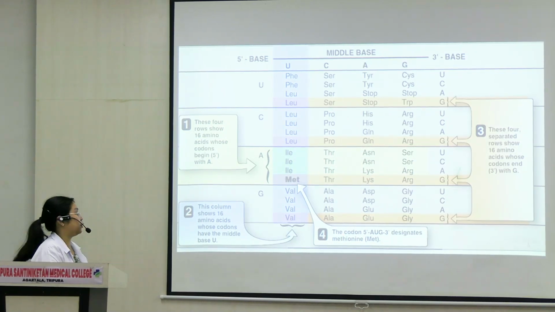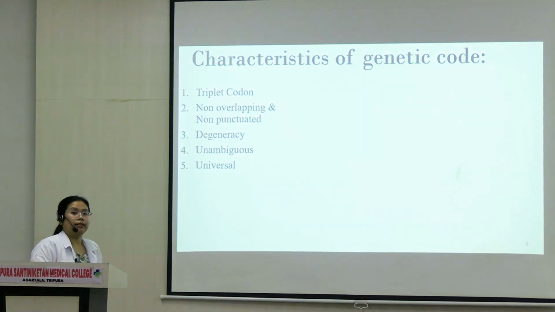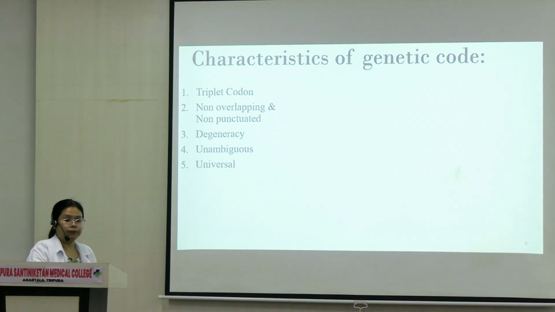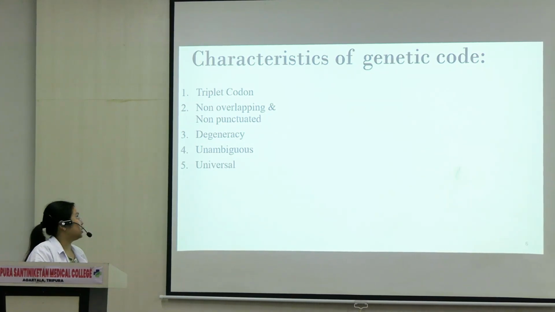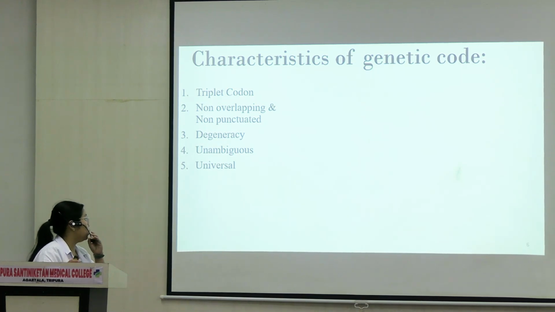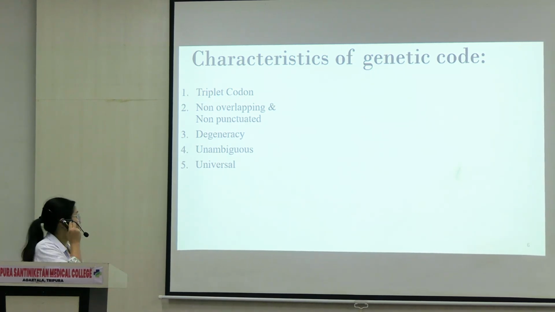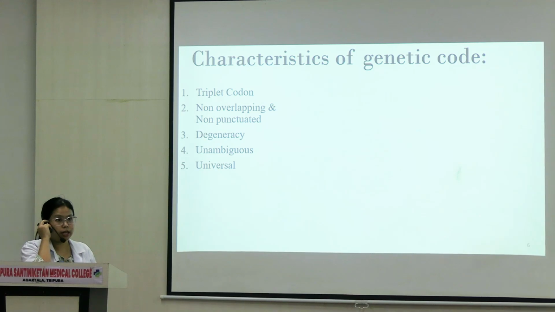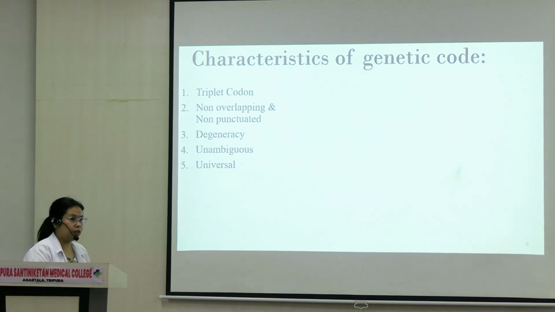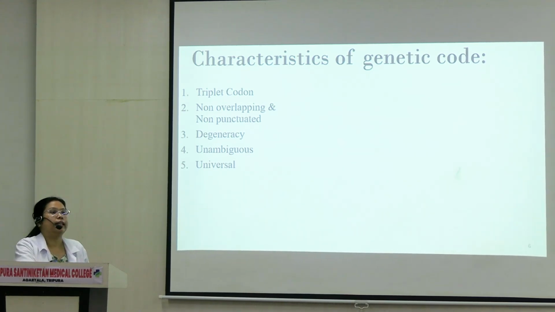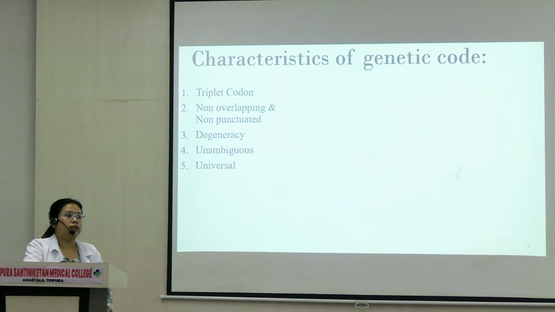This is the genetic code for you. There are certain characteristics of this genetic code that we need to know. They are triplet codon, non-overlapping and non-punctuated, degeneracy of codons, unambiguous and universal. We'll understand what it all means one by one. Yes, the first, to my left, the first column of people, the fourth row, and the fifth row. Can you explain what is the triplet codon?